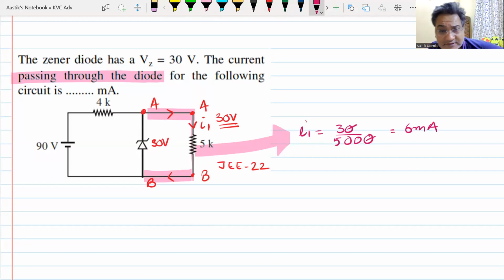But that is not what is asked. It is asked, what is the current in this branch? If I call this branch the green branch, you have to find out the current in this green branch. Now, how will you find out the current in this green branch? If I say that the current in the blue branch is I, in the pink branch, I1 goes. So how much current will come in the green branch?